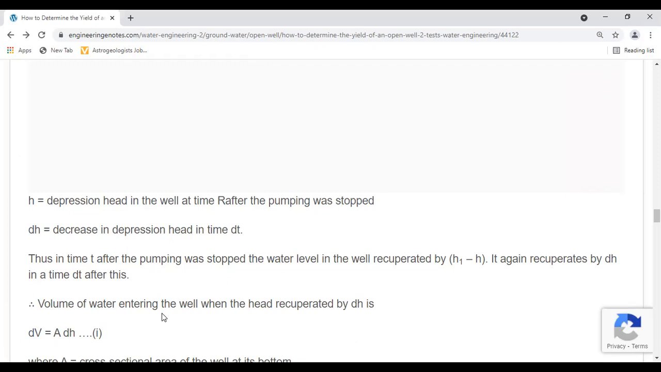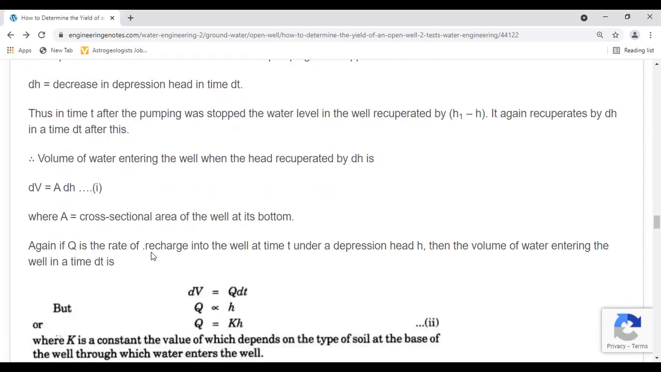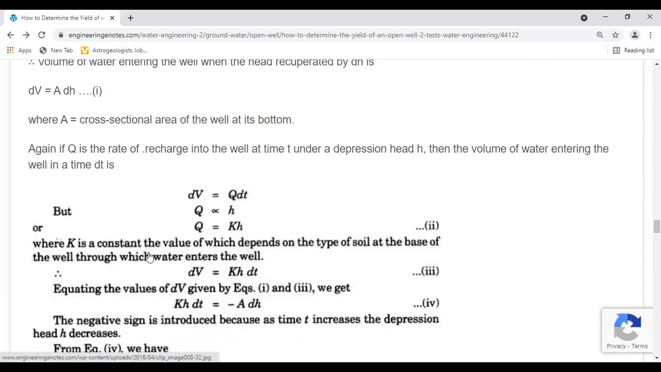Volume of water entering the well when the head recuperated by dH is dV equal to A into dH, where A is the cross-sectional area of the well at its bottom. Again, if Q is the rate of recharge into the well at time t under a depression head H, then the volume of water entering the well in a time dt is dV equal to Q dt.